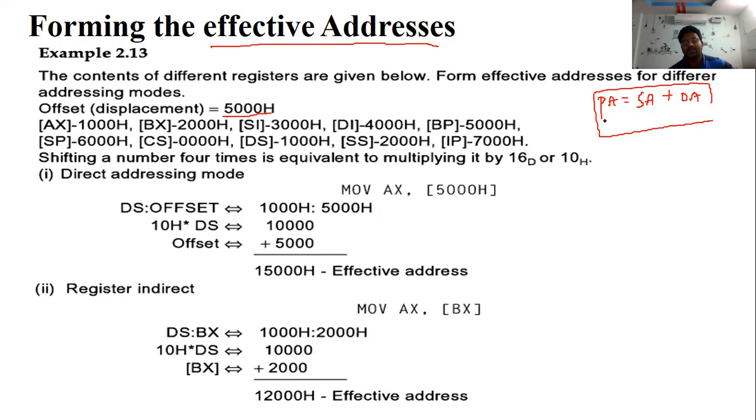The physical address is 20 bit. Combining them gives the 20 bit address. This offset is 16 bit. You just move the 4 bits, and this address location gives the offset.